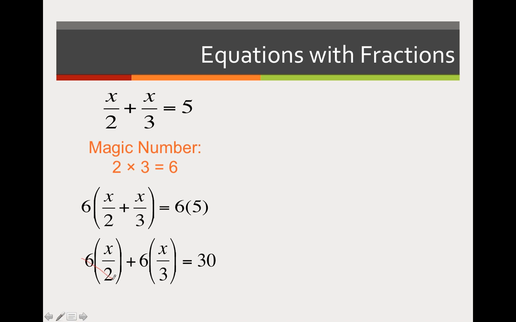Cross cancel in the sense 6 divided by 2 is 3, and 6 divided by 3 is 2. And notice how we multiplied the 6 by the 5 on the other side, even though it was a whole number. That's a common mistake that people make. They multiply the LCD, the least common denominator between the 2 and the 3, by the fraction, but sometimes they forget about the whole number.